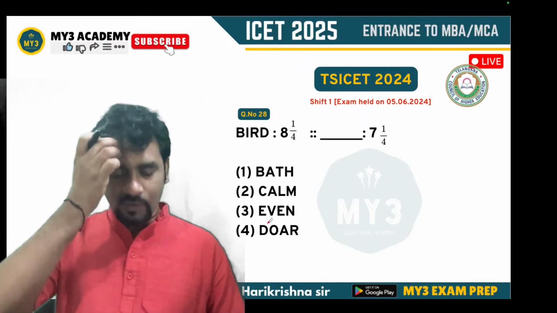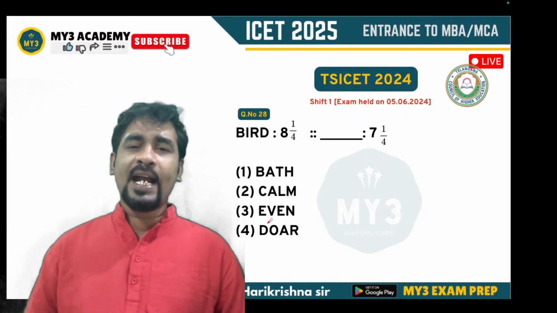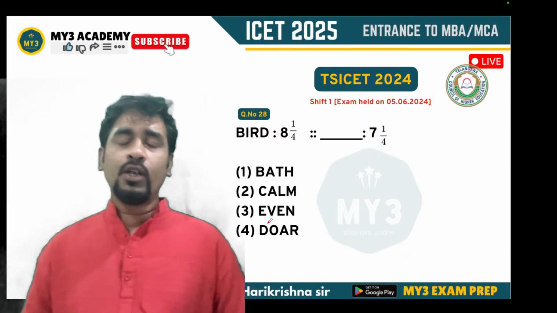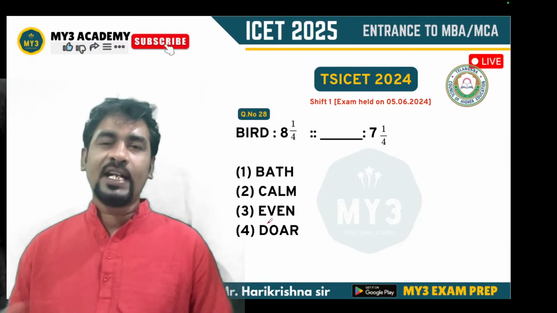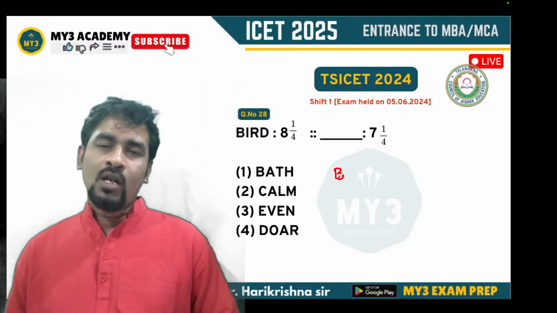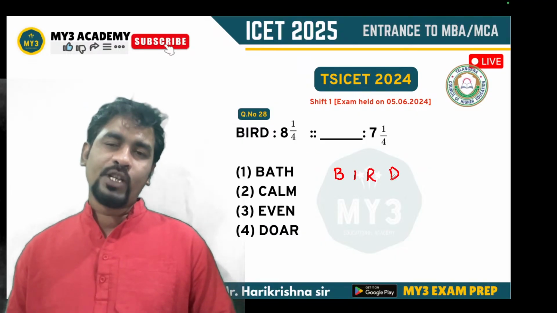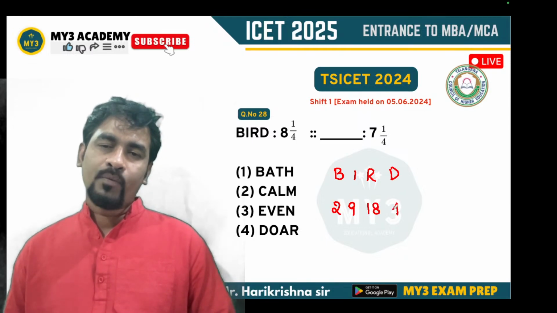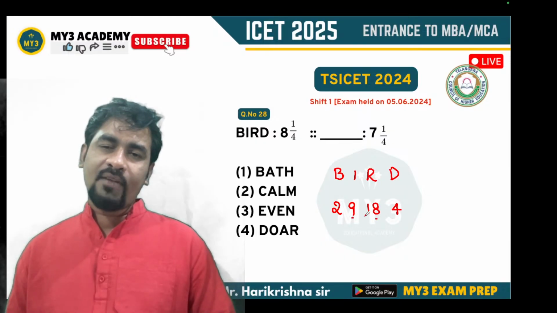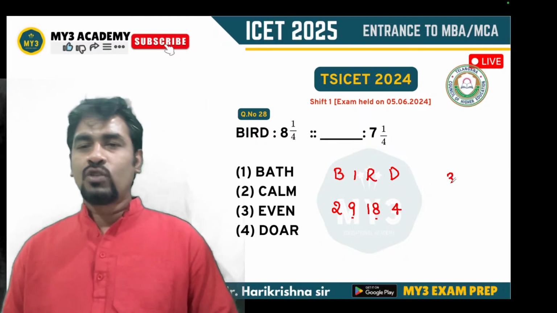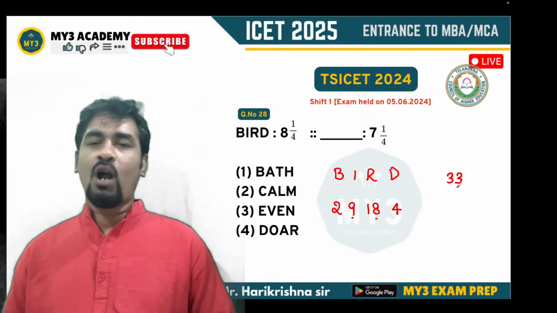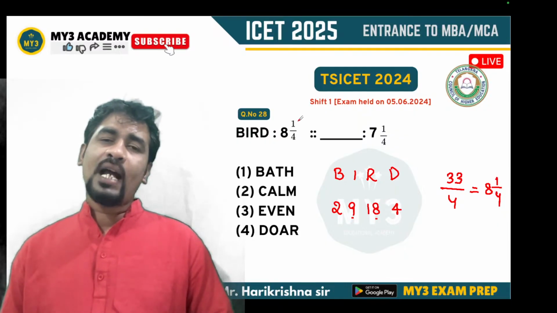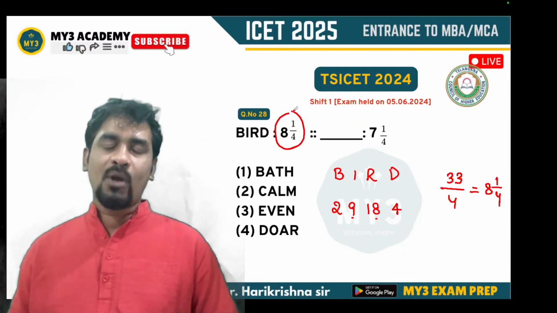Next one, question number 28. If bird is 8 1 by 4, then dash will be 7 1 by 4. So first of all, you have to look at what is the logic of getting this bird as 8 1 by 4. So you check the alphabet positions. B is 2, I is 9, R is 18, D is 4. So 9 plus 18, 27, 29, 30, 33. But there are 4 alphabets, so 33 by 4. 4 8s are 32. We are left with 1 by 4. So they have taken the sum of the alphabets divided by the number of alphabets.